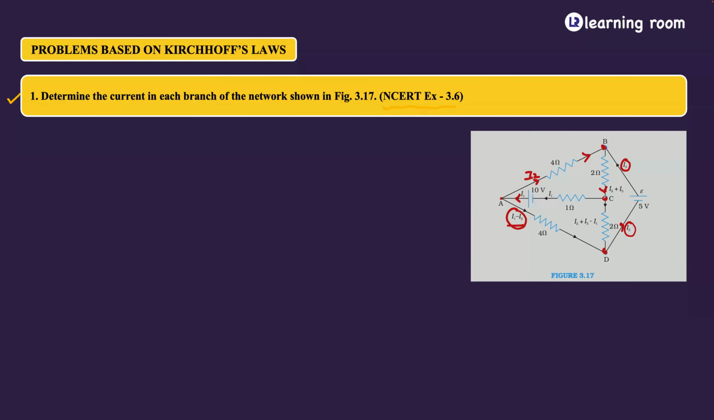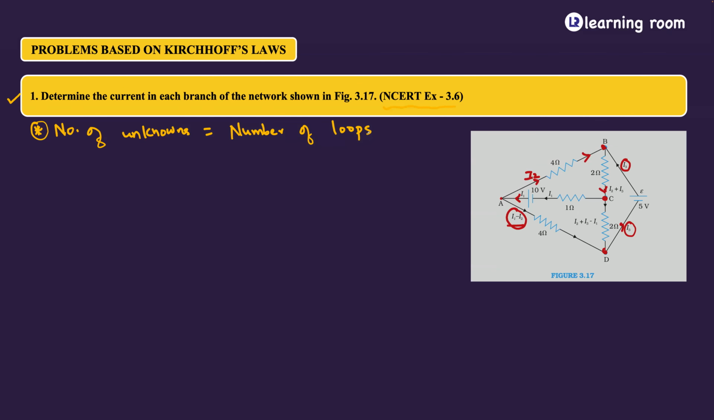Now, since our objective is to find the current in each branch, the first thing that we need to know is how many unknowns are there in the problem. So how many variables did we introduce? I1, I2, and I3. So the first point to be noted is, the number of unknowns is equal to the number of loops we need to consider.